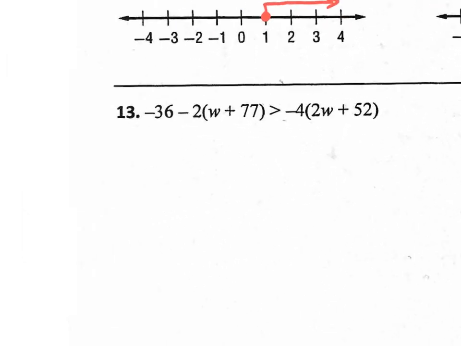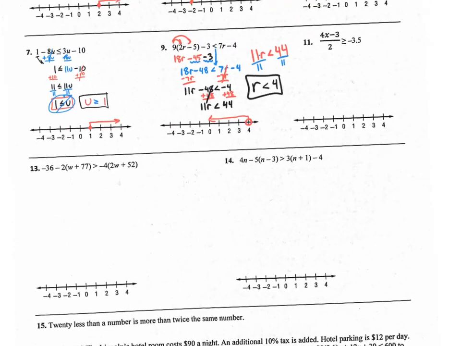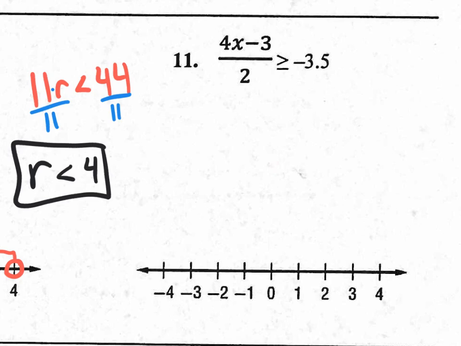Moving on. Whoops, almost skipped that one. Number 11. Let's get x by itself. How could we do that? By getting rid of everything.